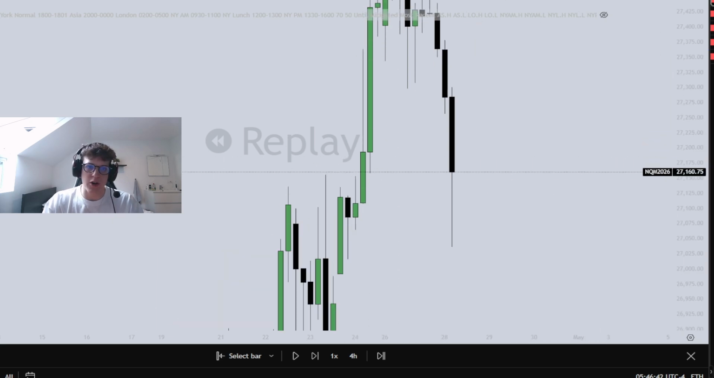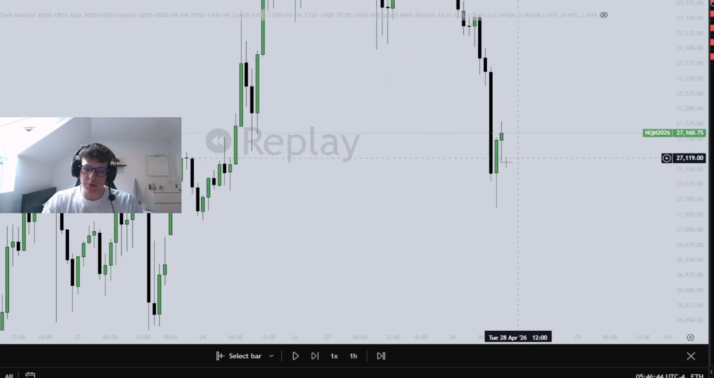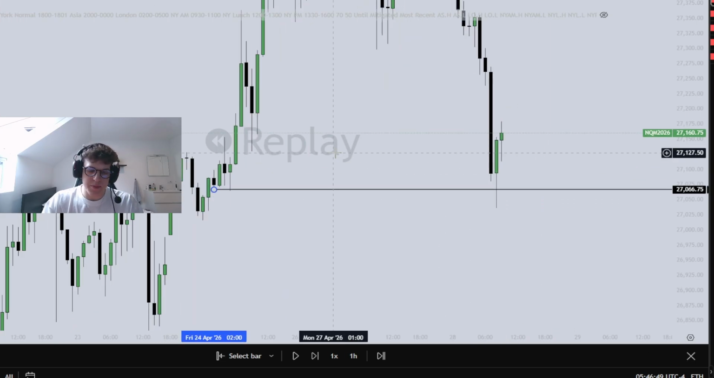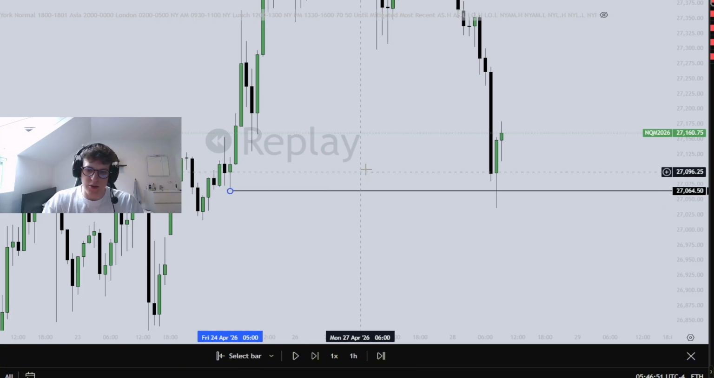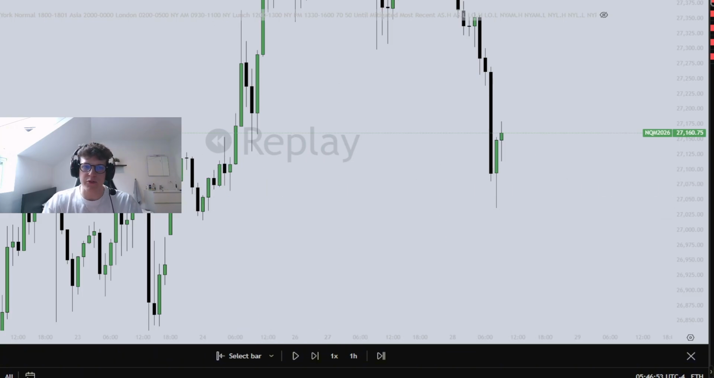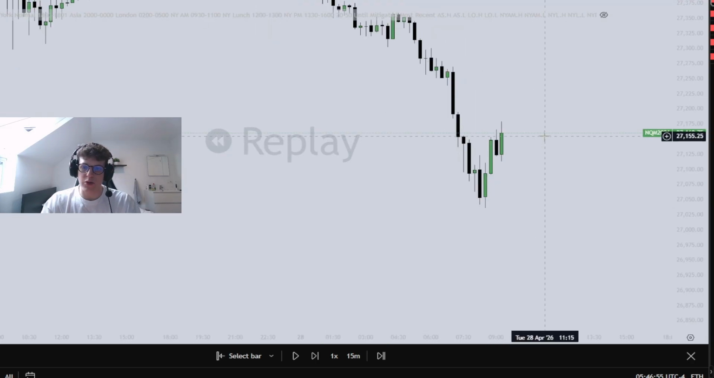As well as holding this 4-hour gap. 1 hour looked also pretty bullish. We sweep into this hourly gap. Like we re-sweep this into the hourly gap, and we hold that hourly gap beautifully. So I was looking for two options.